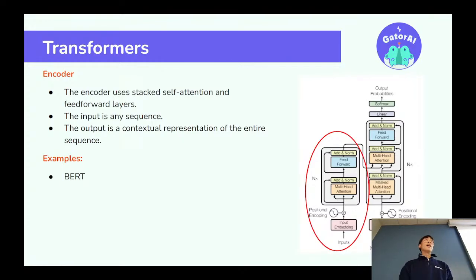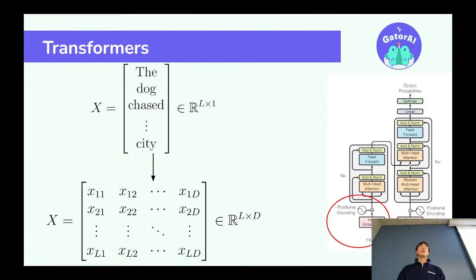And the output is essentially just the sequence given back to you, but it's enriched with contextual representation of the entire sequence. Some examples of an encoder-only architecture are something like BERT, which is Bidirectional Encoder Representations, and basically it's just used for getting an enriched representation of the sequence. So let's go through exactly what an encoder does, right?